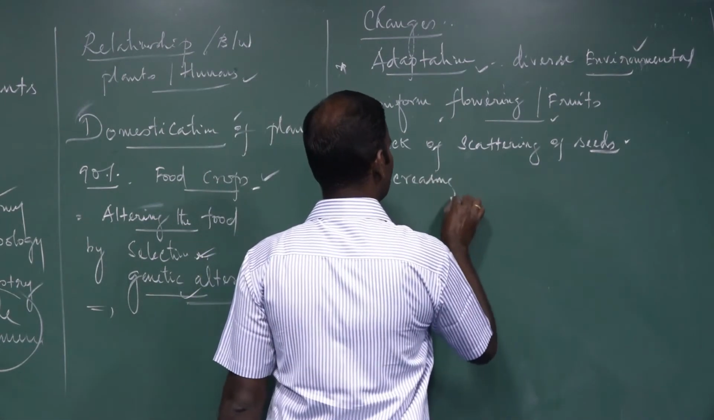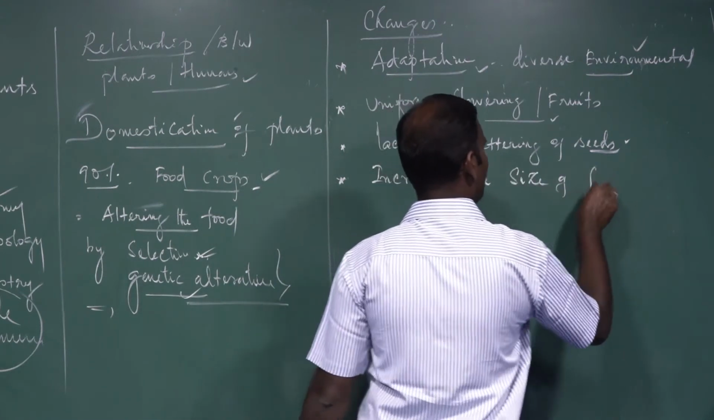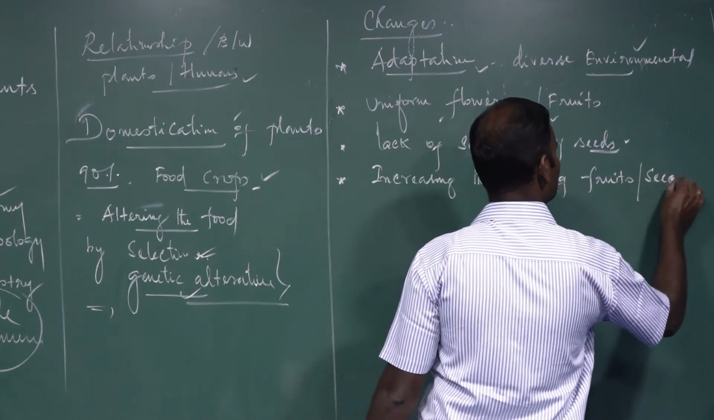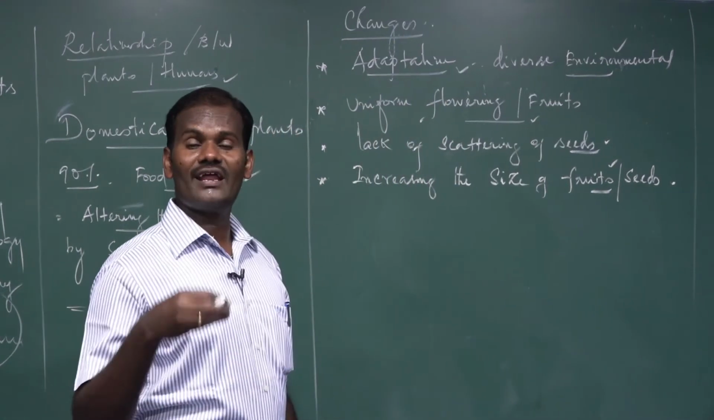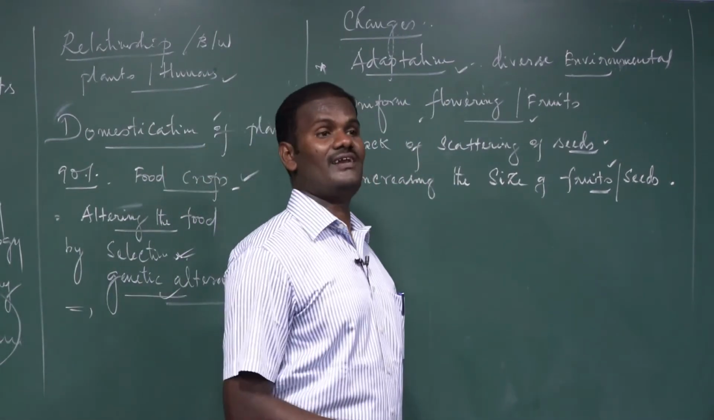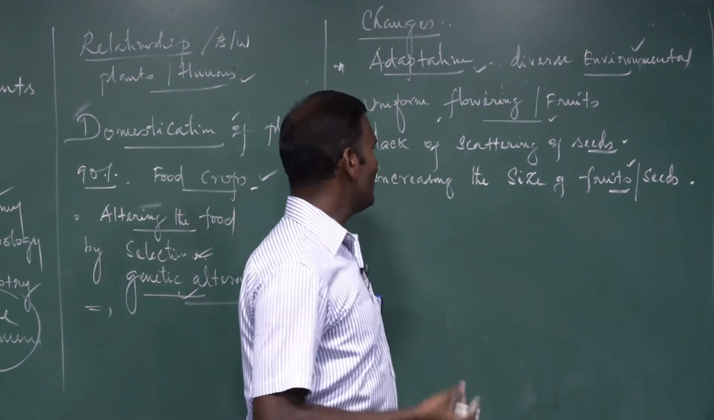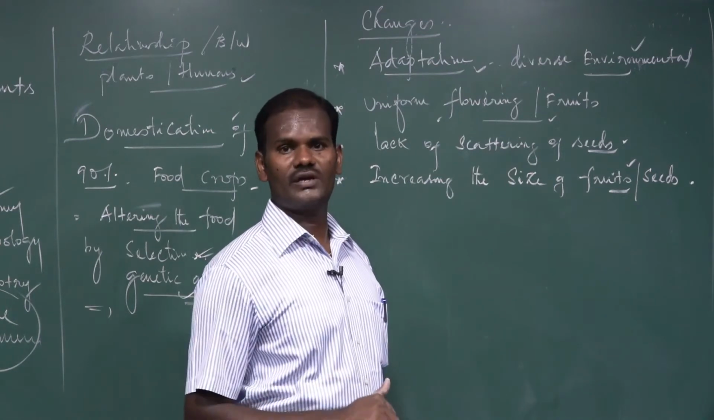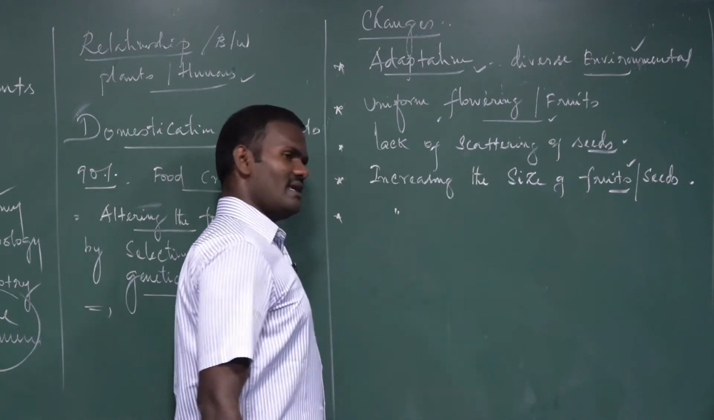Then another change: increasing the size of fruits and seeds. Because under human control, we apply a lot of fertilizers. If you apply nitrogen fertilizers, they automatically increase the fruit size, and the edible seed size also increases. It is another change.